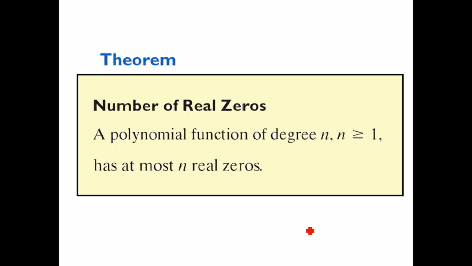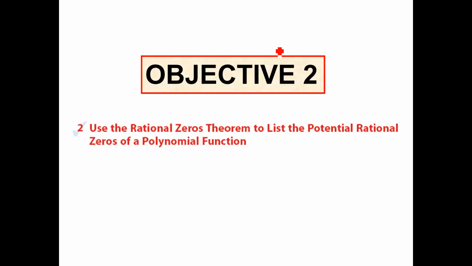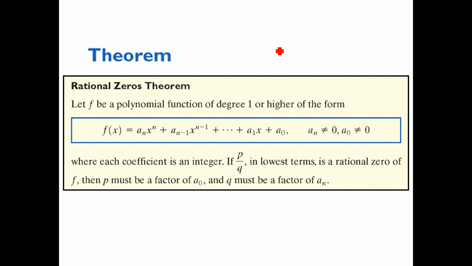Alright, a polynomial function of degree n, n greater than 1, has at most n real zeros. So if you are x to the 5th, the most zeros you can have is 5. Alright, so we're going to use that a lot here. Use the rational zeros theorem to list the potential rational zeros of a polynomial function. So, you can write this whole thing down here if you like, but here's what we're saying.